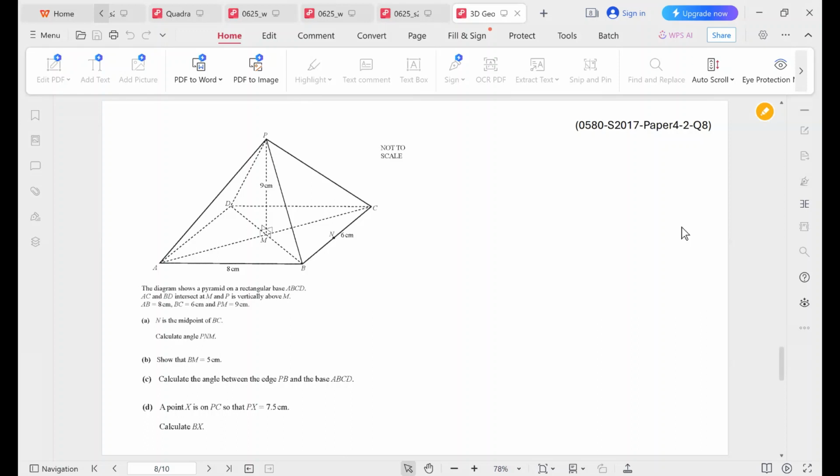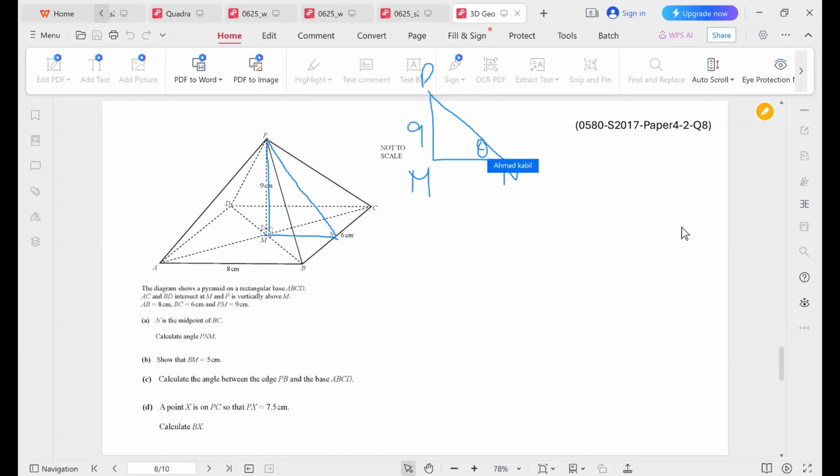So this is slightly different from what we did before. We want to calculate angle PNM here. So let's try to figure it out. We have PN and then NM, and we are looking at this triangle here, so triangle PNM. And we are given that PM is 9. We want theta. We need another side.